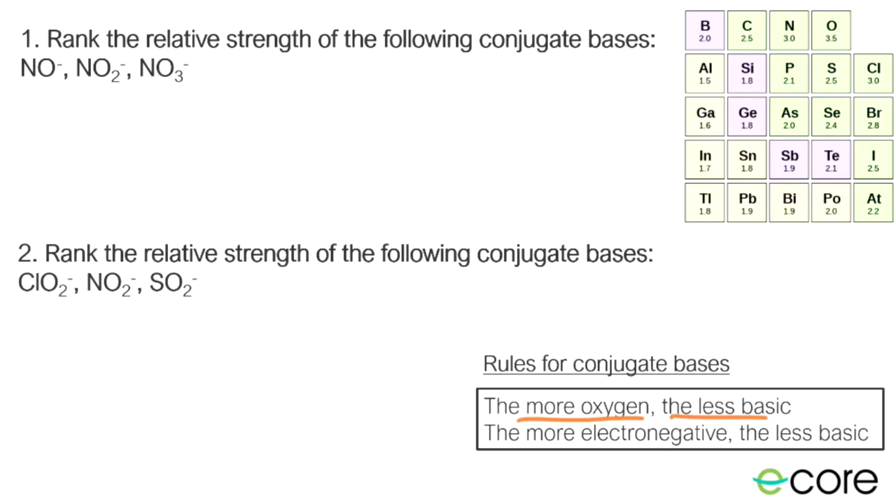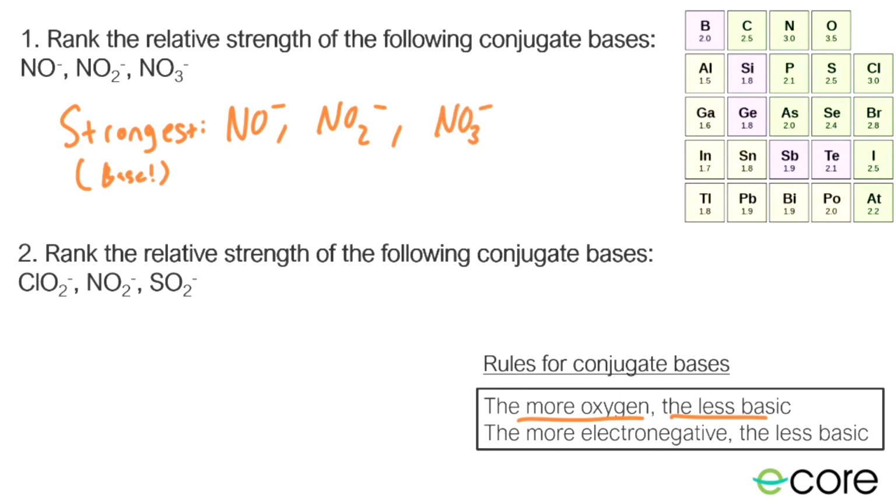So if we go from strongest to weakest, strongest is going to be the one with the least oxygens, so NO-. Remember, this is strongest in terms of being a base, not an acid. And now we have NO2- because it has one more oxygen, gets a little weaker. And then NO3- gets to be the weakest. All right, so that's ranking them from strongest to weakest, where we're using the rules about oxygens.